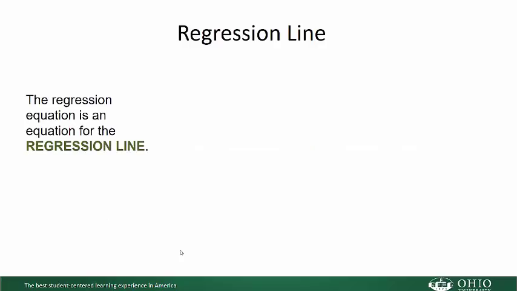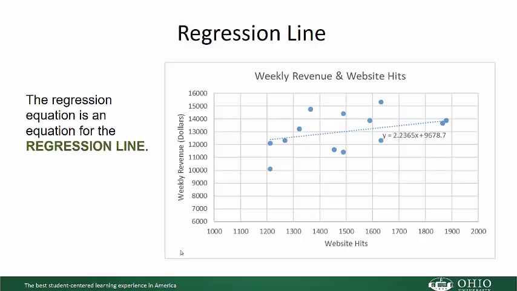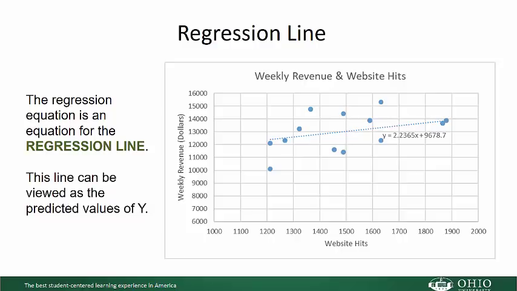The regression equation is an equation for what's known as the regression line. You can insert a regression line on your scatter plot in Excel. Again, this line is the equation. We can also view this line as the predicted values of Y. So you can go to your chart, and if website hits is around 1,500, we can go to our line, and this is the predicted value of Y. You can see that the predicted weekly revenue is roughly 13,000. Obviously, if you really want a more accurate prediction of weekly revenue, you would plug website hits into the equation. However, the regression line on the scatter plot is going to give you a rough estimate of what your predicted Y would be.